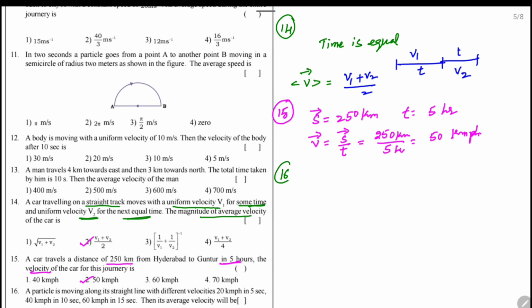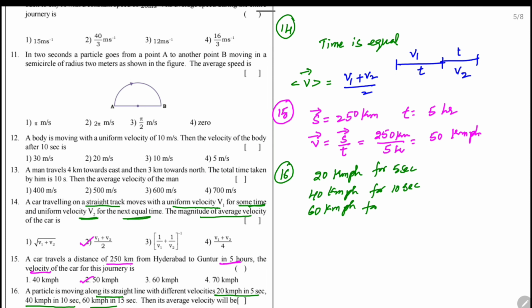Question number 16. A particle is moving along a straight line with different velocities: 20 kilometer per hour for 5 seconds, 40 kilometer per hour for 10 seconds, and 60 kilometer per hour for 15 seconds. So it has traveled 3 intervals. Then what is the average velocity?